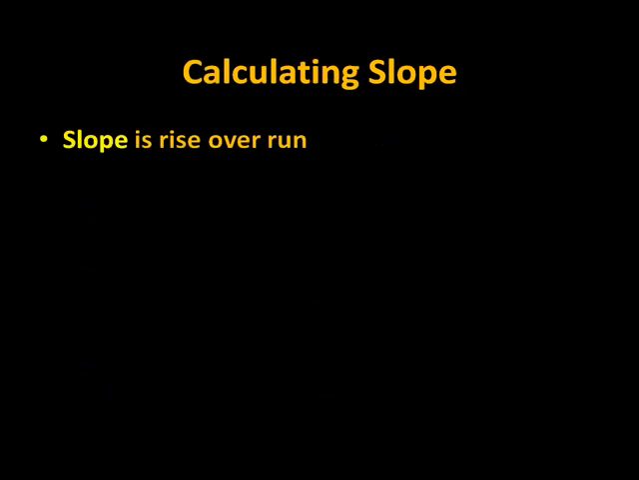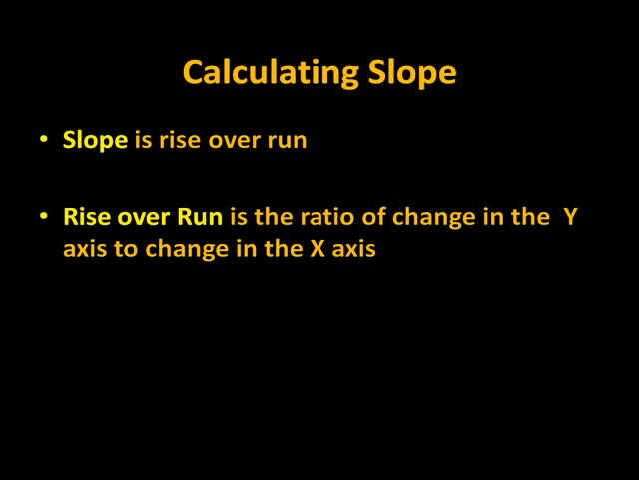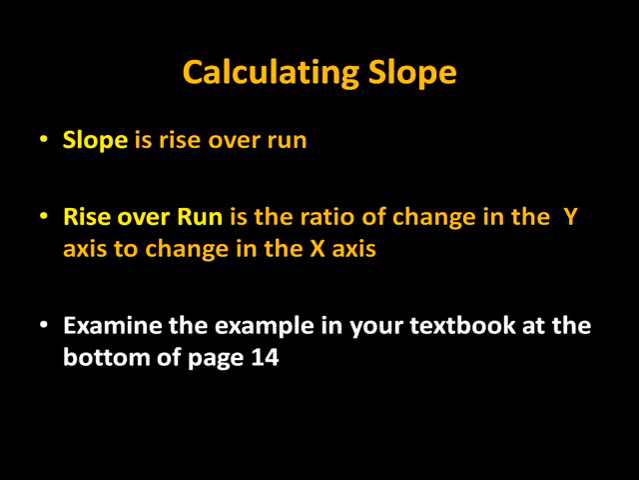Slope is rise over run, as we just mentioned. This is the ratio of change in the y-axis, or the vertical axis, to the change in the x-axis, or the horizontal axis. Thus, the rise up the vertical, the run across the horizontal: rise over run. There's an example in your textbook at the bottom of page 14, giving you change in price divided by change in quantity, and they're using gloves as an example. You need to review that and look it over. I'll probably be sending you some practice problems via email.